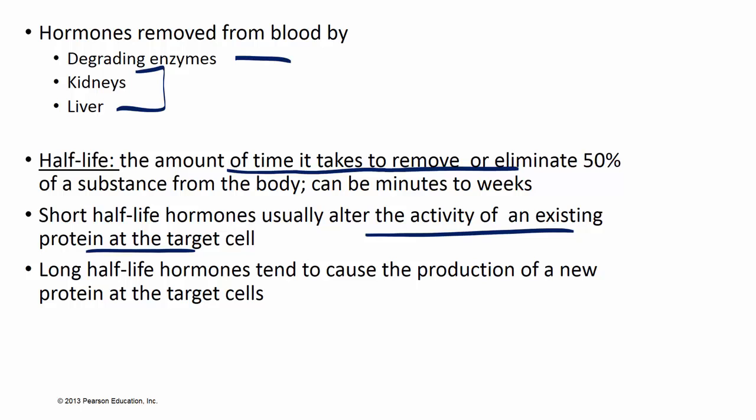Hormones that typically have long half-lives can last weeks. They tend to cause the production of new proteins. Okay, so there are going to be things that cause you to build things. So instead of a turn off, turn on, they're going to be metabolic, causing you to grow, to build, okay, or to produce more proteins.